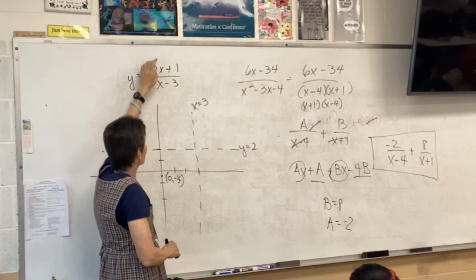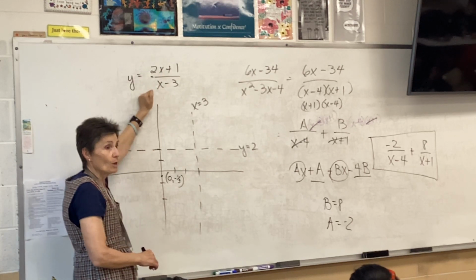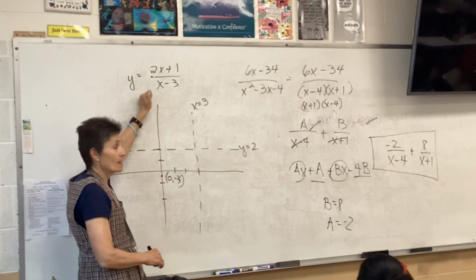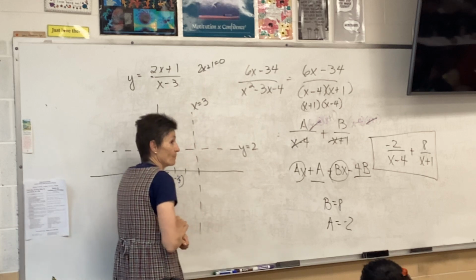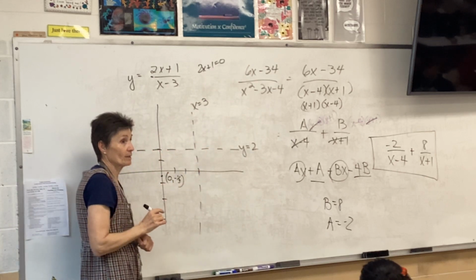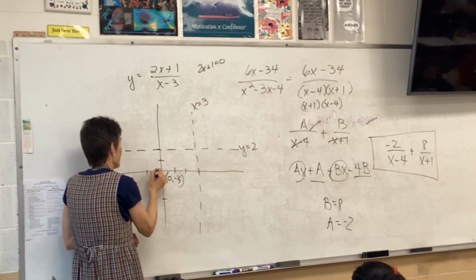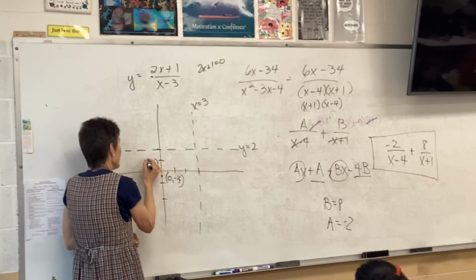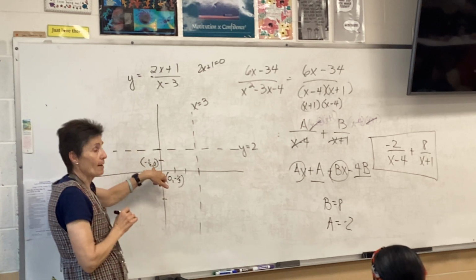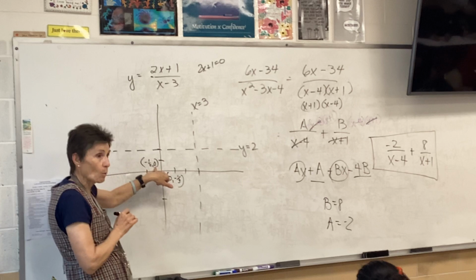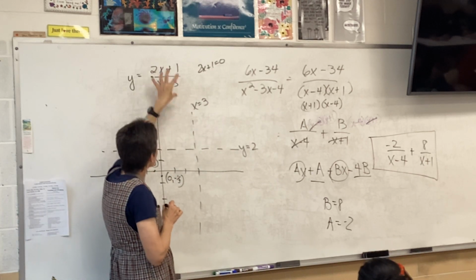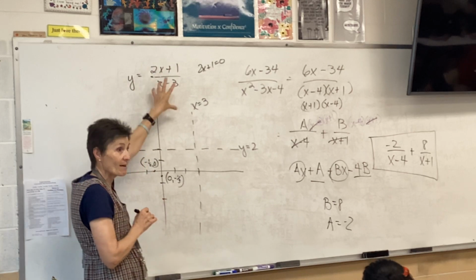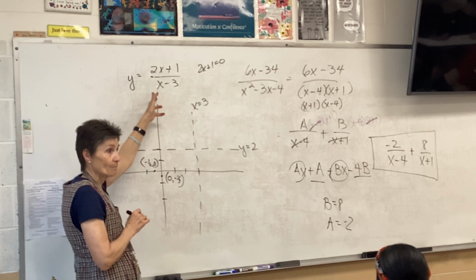My x-intercept comes from the numerator. What makes 2x plus 1 equal to 0? I heard someone say it earlier, -1/2. Kids, an x-intercept is the x that makes y 0. If you put in -1/2, isn't y going to be 0? Isn't that fraction going to be 0? Yeah.